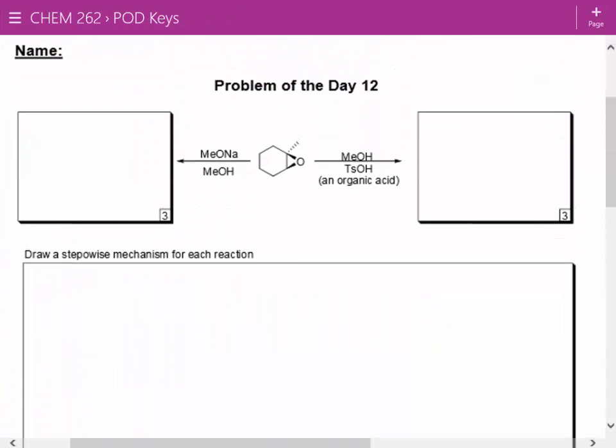So for the problem of the day, we've got one reagent on the right that's methanol and tosylic acid. So that's an example of protonating our epoxide and using a neutral nucleophile. And on the left, we've got methoxide, where it's got a negative charge. So let's go through and do the mechanism first. And I'll label these A and B.